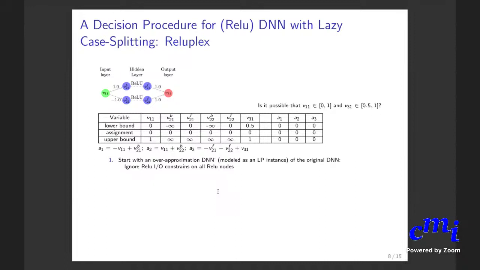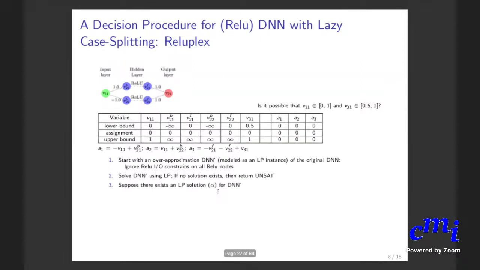Now, for which you will use the standard LP rules. And this is precisely the idea, okay?